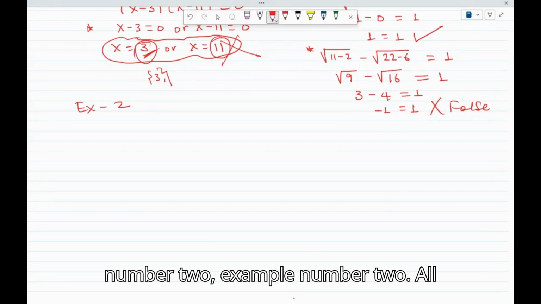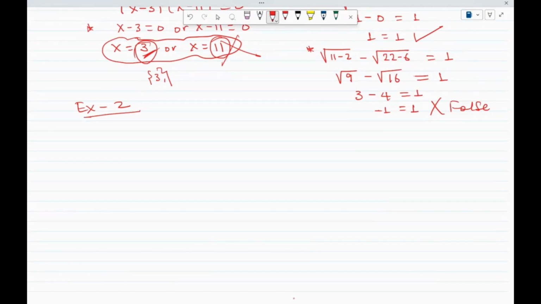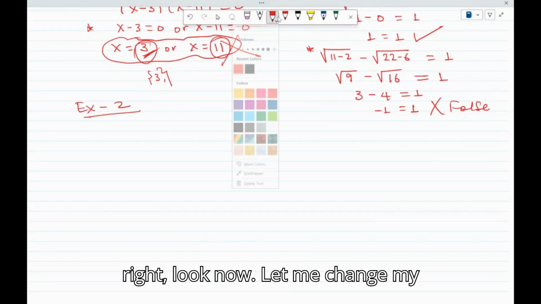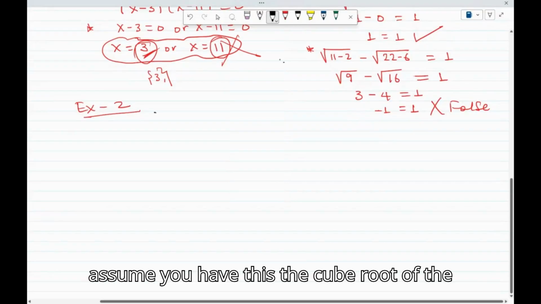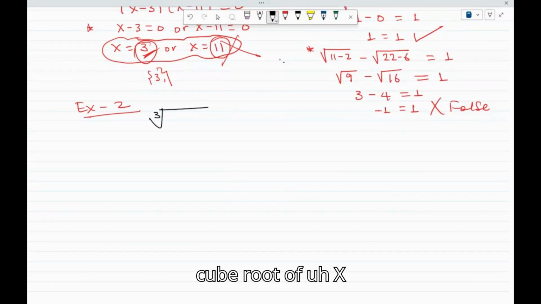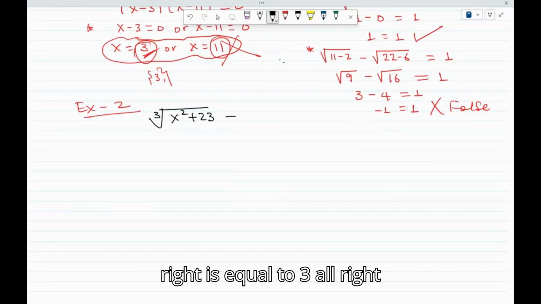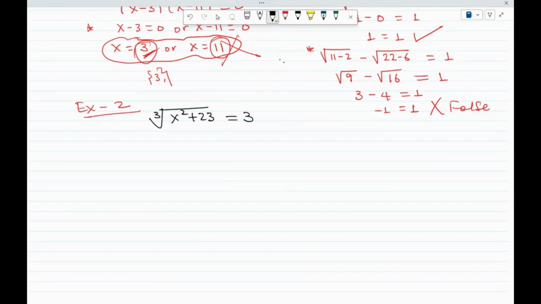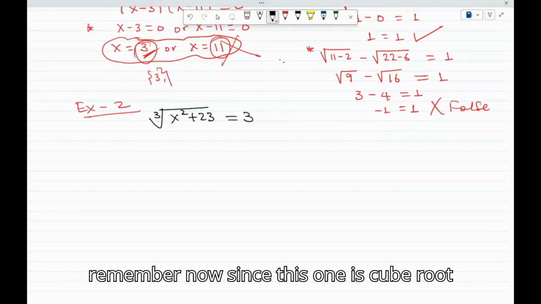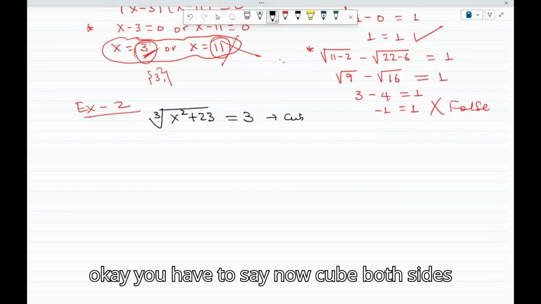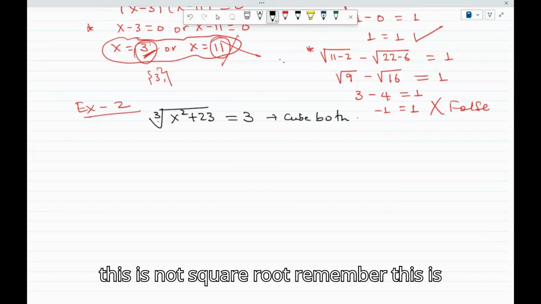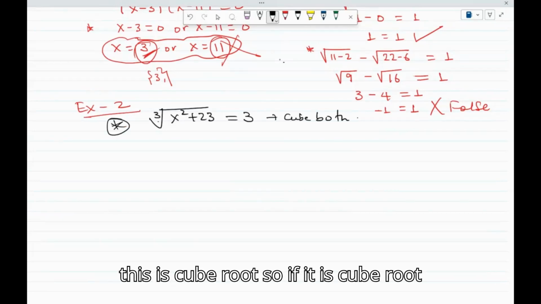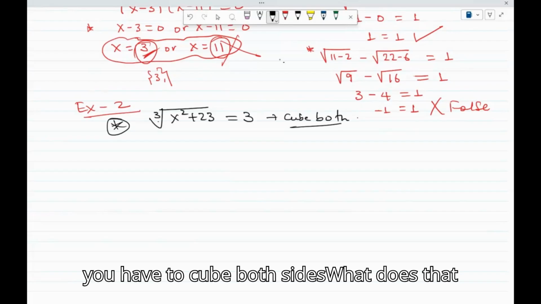Example number 2. Let me change my pencil. So assume you have the cube root of x squared plus 23 equal to 3. Remember, since this is a cube root, you have to cube both sides. This is not a square root. Remember, this is very important. This is a cube root, so you have to cube both sides.